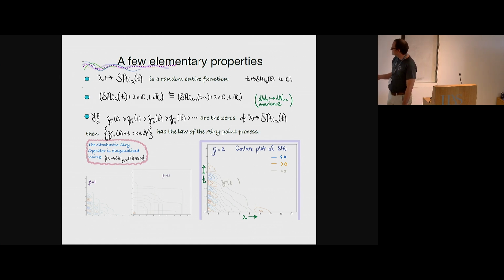You can connect it a little bit more to the stochastic Airy operator. The actual time dependence here allows you to create eigenfunctions of the stochastic Airy operator. So for eigenvalues here, if you look at this as a function of time, it is an eigenfunction of this second-order differential operator.